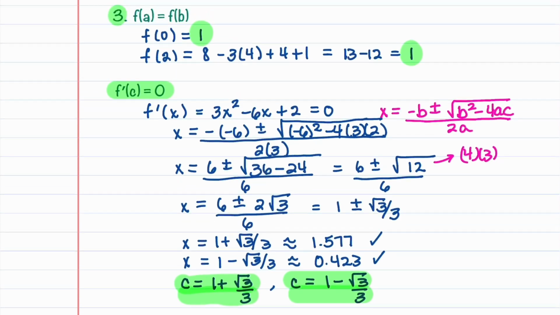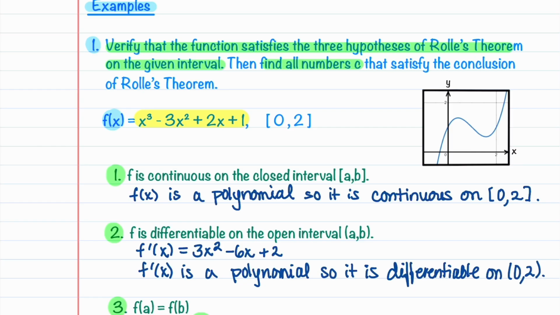Let's go back up to our graph at the top, and let's see if that's true. Let's first look at the value of our function at the endpoints. At 0, we have a function value of this, and here is our function value at 2. You can see that they are the same points. And then at this point, we have a horizontal tangent. And at this point, we have a horizontal tangent. This point is 1 minus root 3 over 3. And then this point over here is 1 plus root 3 over 3.